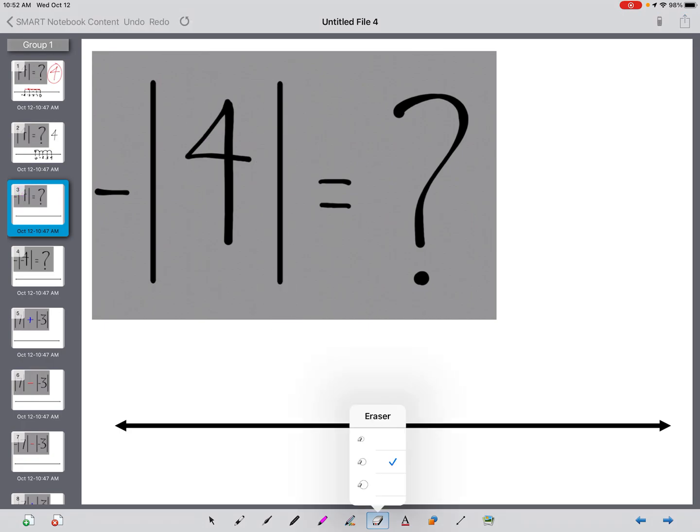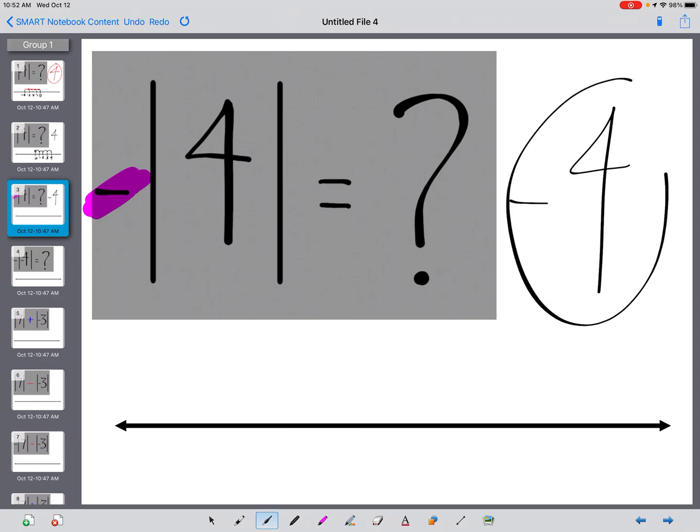And so, of course, the absolute value of 4 is 4 spaces, as we know. But we're supposed to take the opposite of that value. So what is the opposite of 4? And that, of course, is -4. So the correct answer for evaluating this term would be -4.